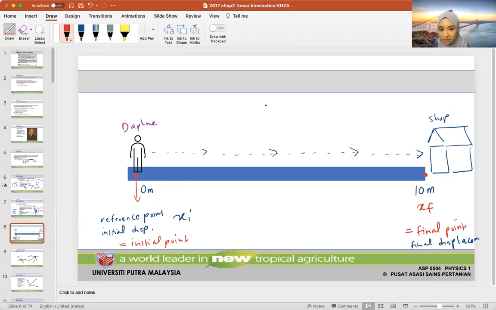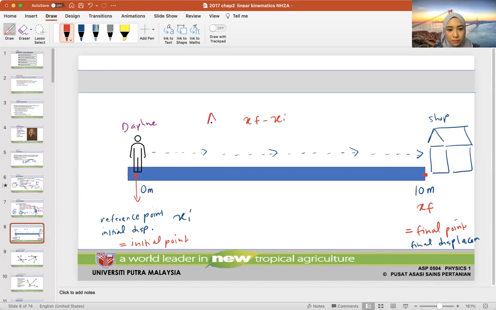Therefore, her displacement is X final minus X initial. If we say it in the numbers that we have here, what would it be? 10 minus 0, so it's just 10, right? So Daphne had to walk 10 meters to reach the shop, and this is 10 meters of displacement.